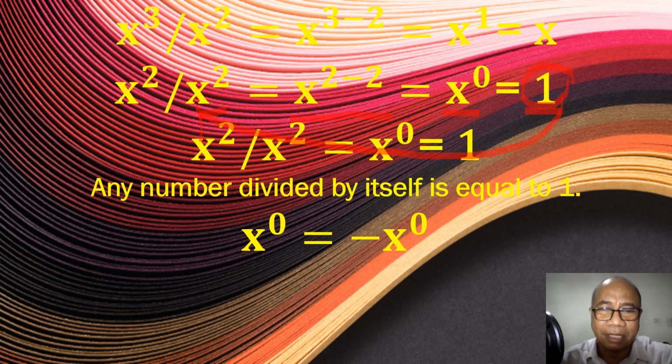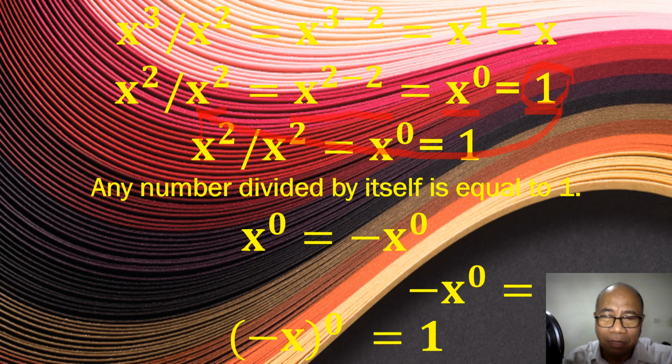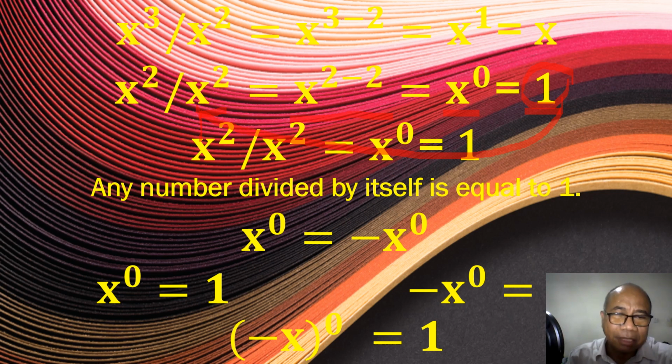Is x raised to the power of 0 equal to negative x raised to the power of 0? The answer is no, because negative x raised to the power of 0 is equal to negative 1. Therefore, if the negative x is inside the parentheses, negative x in parentheses raised to the power of 0, it is equal to 1. Now, x raised to the power of 0 is equal to 1, and negative x raised to the power of 0 is negative 1, they are not equal.